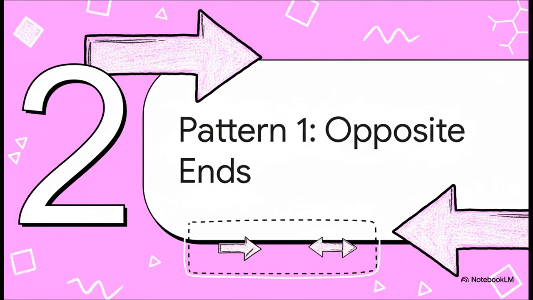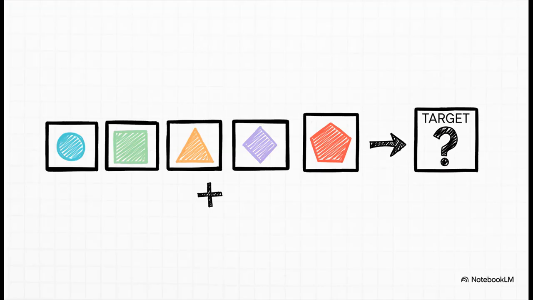Okay, let's make this real with our first core pattern. This is probably the most common and, honestly, the most intuitive one you're going to see, the opposite ends pattern. So, picture this classic problem. You're given a sorted array of numbers and some target value, and your job is to find two numbers in that array that add up exactly to that target. Now, the brute force way is a nested loop, right? O(n^2). But because the array is sorted, we can do so much better.